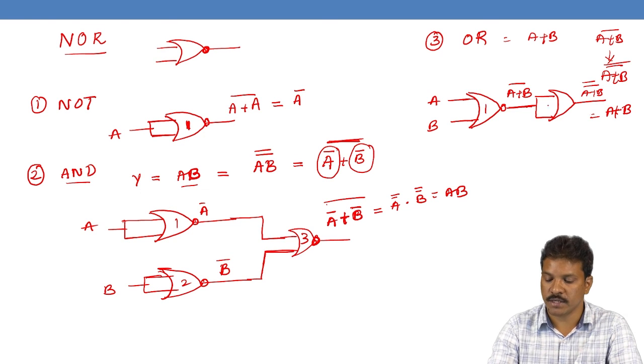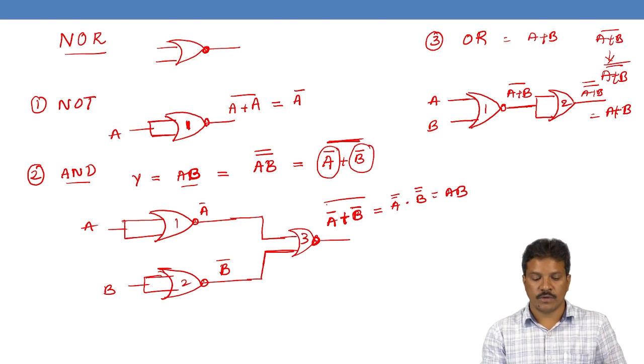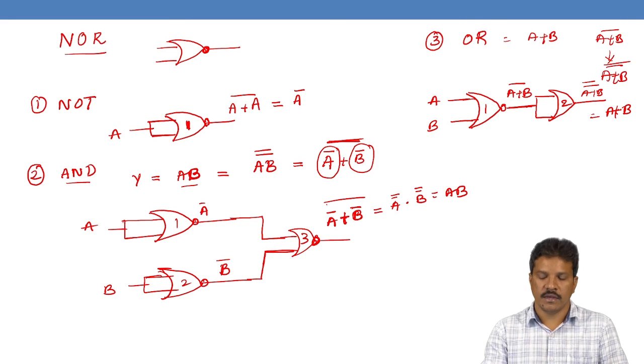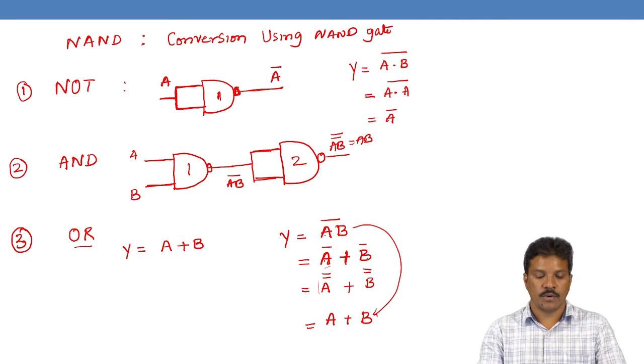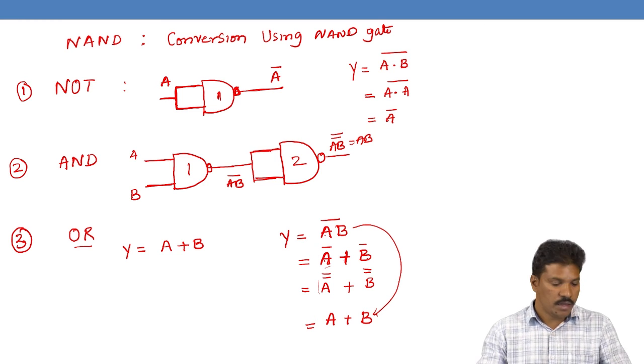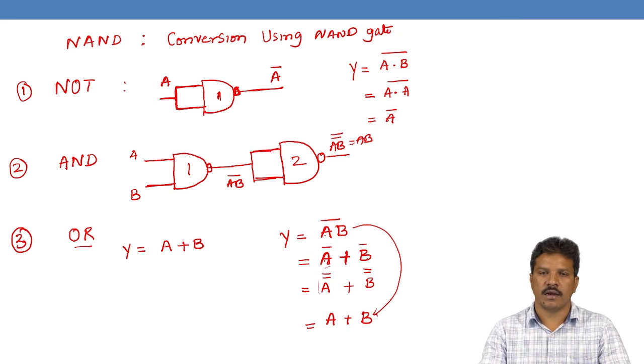So in the NOR gate implementation, to get a NOT gate we need 1, to get an OR gate 2, and to get an AND gate, the opposite gate, 3. In the NAND gate implementation, to get a NOT gate 1, to get an AND gate just 2, and to get the opposite gate, the OR gate, we need 3. In this way, we can implement the basic gates using universal gates. With the help of universal gates, we can create basic gates.